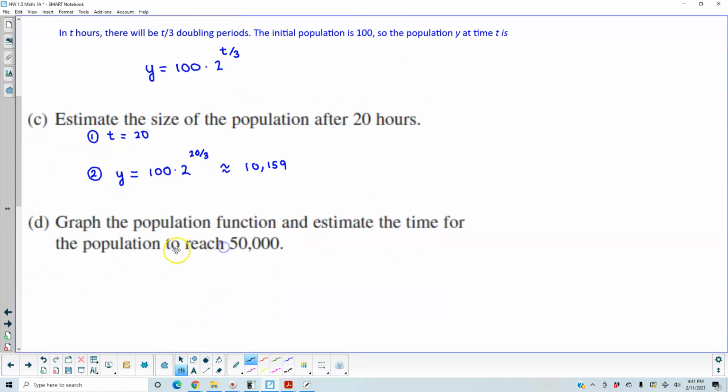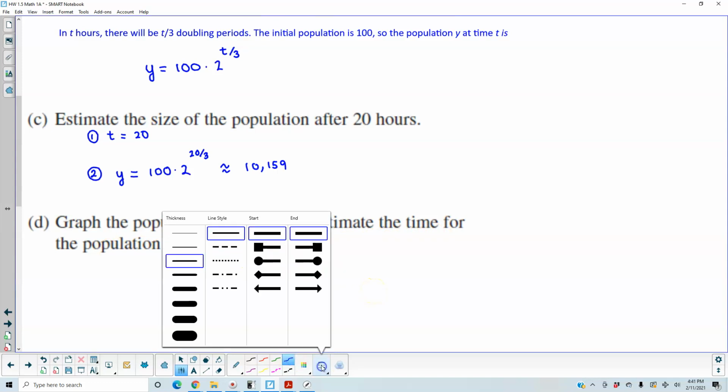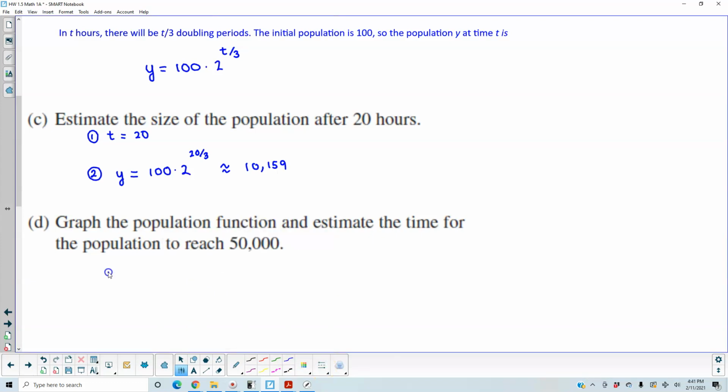So now let's take a look at part D. Part D says, graph the population function and estimate the time for the population to reach 50,000. So that means we're going to have two equations that we need to graph. The first equation is our function, y equals 100 times 2 to the power of t divided by 3, and we can call that y1. And then our other function, y2, is going to equal 50,000.